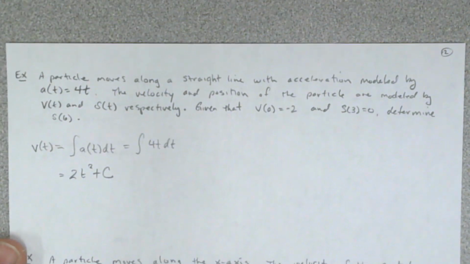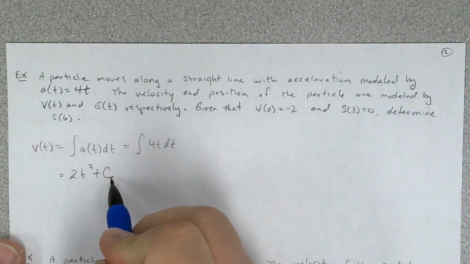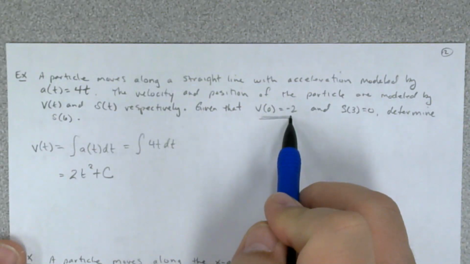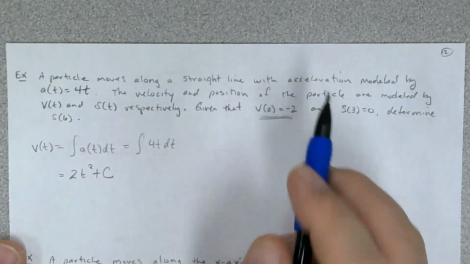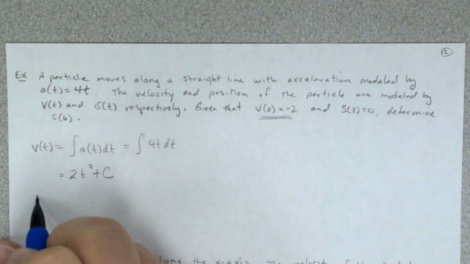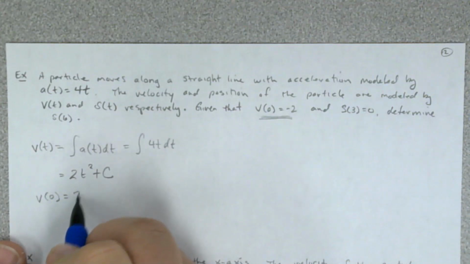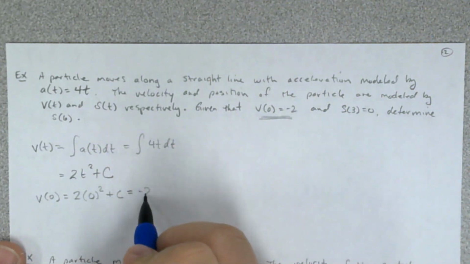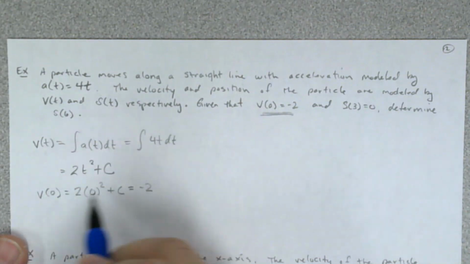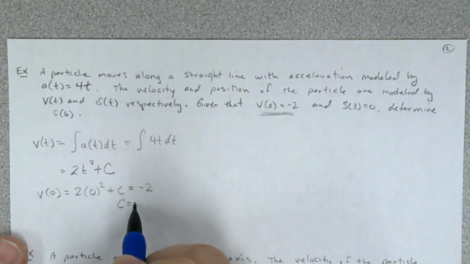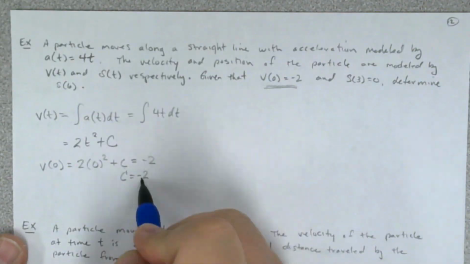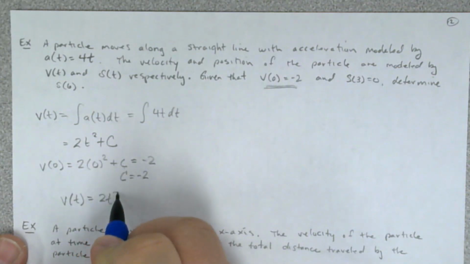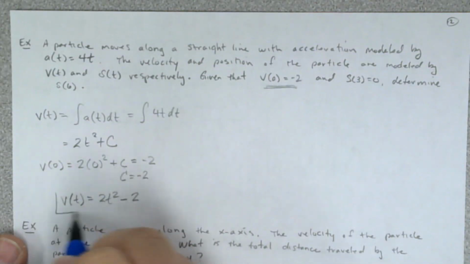So that is v of t. But I can't just have an unknown constant here, so I have to use what's called the initial conditions, which are those right there. V of 0 is negative 2, so I'm going to plug those in, and so v at 0 is 2 times 0 squared plus a constant, and that has to equal negative 2. So then I can use this equation right here and find that c equals negative 2. And then I can replace that into here and get my full velocity function, which is 2t squared minus 2. That is the velocity function.